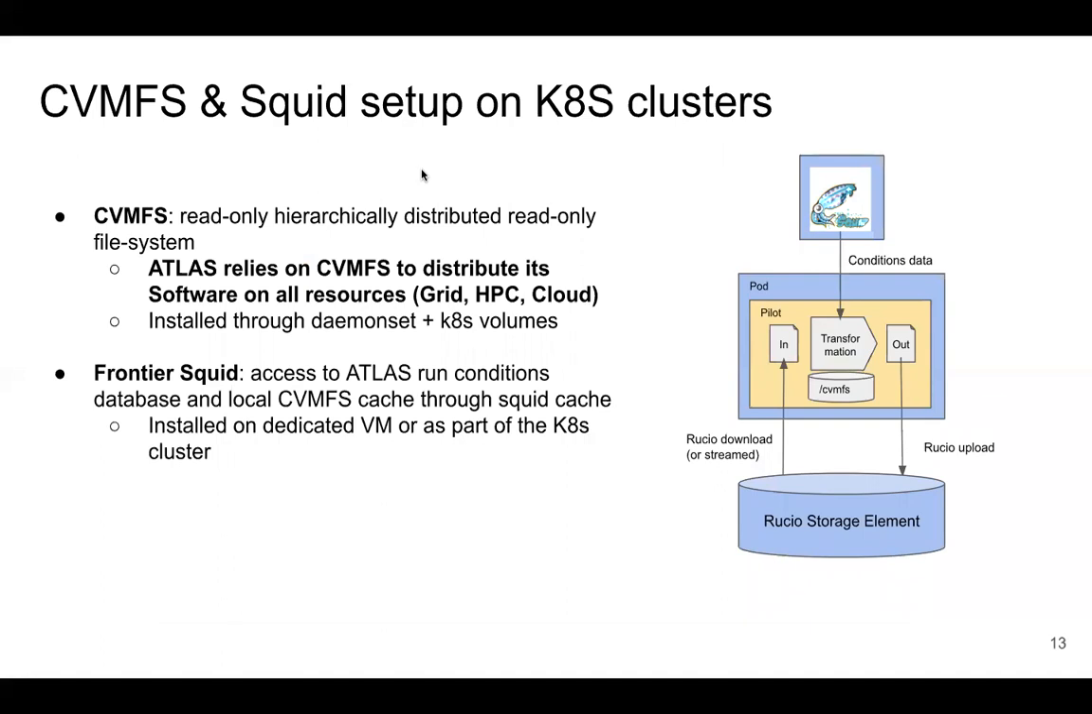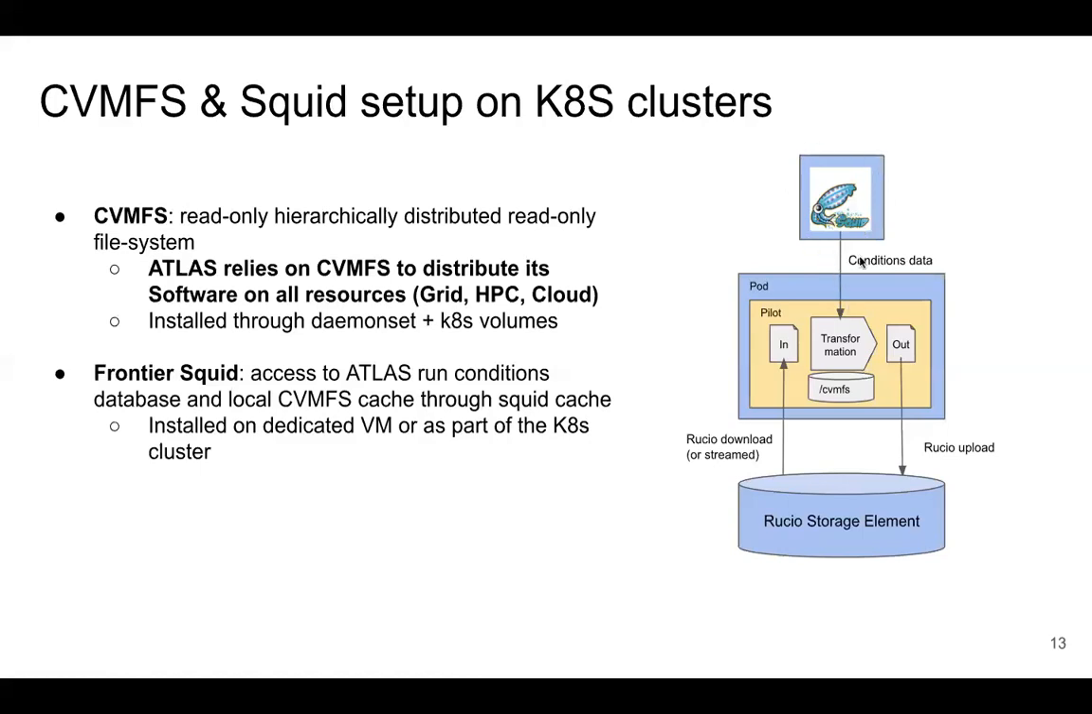So there are also 2 components that we need on each Kubernetes cluster, and these are CVMFS and Squid. I tried to show in this diagram a bit of what an Atlas job actually does inside the pilot. So the first step is to download input files into the pod. And then it runs a transformation, which is Atlas software, which processes this input file and generates an output file. All of this Atlas software is distributed through CVMFS, and this is a big dependency in Atlas on CVMFS, and how the software is distributed on all the resources in grid, HPC, and cloud.